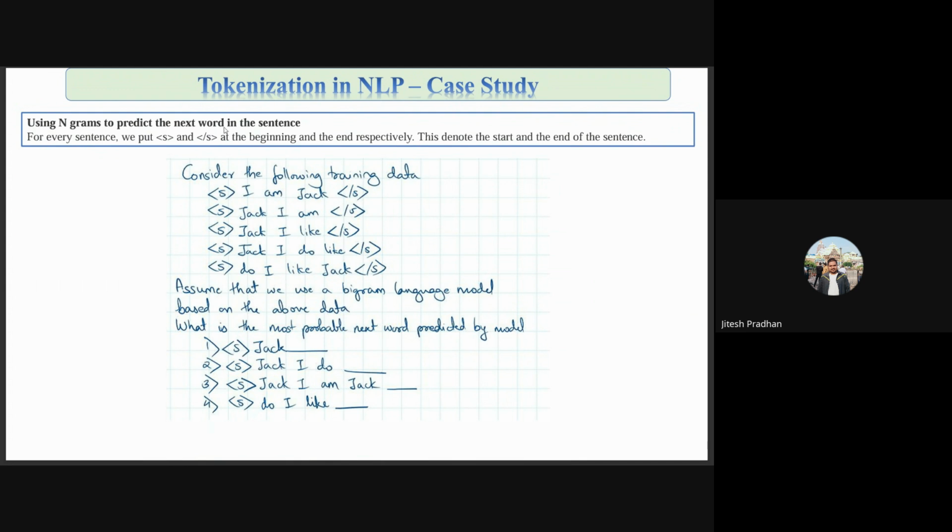Okay, now let's take another example. We are using n-grams to predict the next word in the sentence. Now this is our corpus. We have 5 records: I am Jack, Jack I am, Jack I like, Jack I do, I like Jack. All the sentences have the start symbol and ending symbol. Based on this, we have to use the bigram model only, and basically find the next possible word. If it is Jack, what is the next possible word? Jack I do, Jack I am, Jack do I like Jack. So we have to find the next possible word.